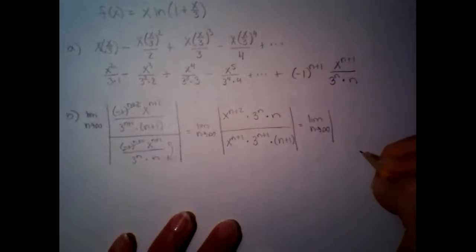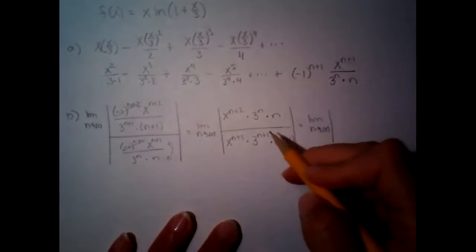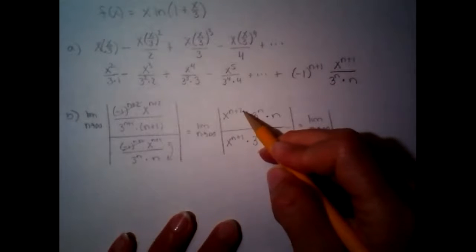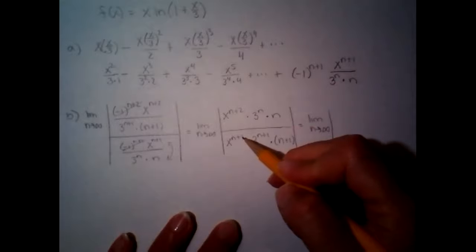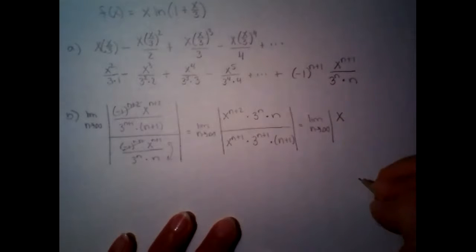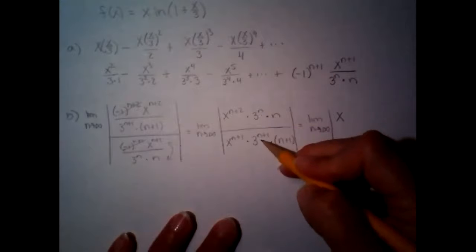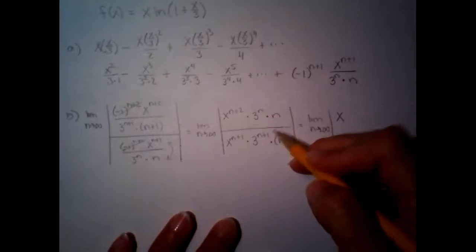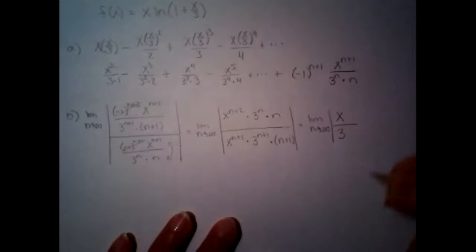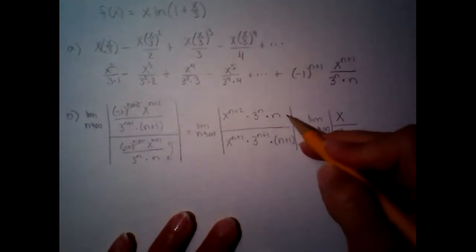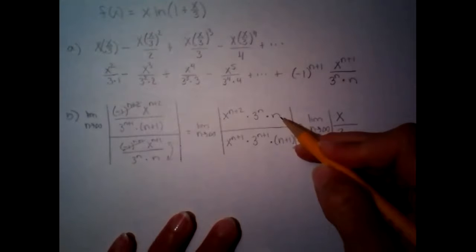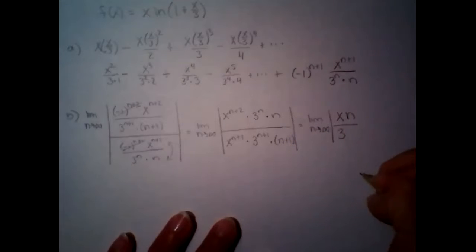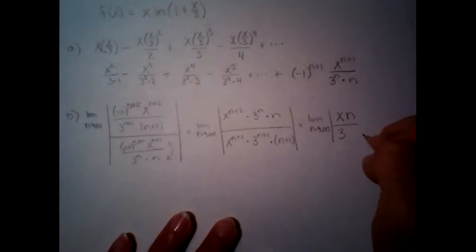So limit as n goes to infinity. Let's see. We have x to the n plus 2 over x to the n plus 1. Well, all those x's are going to cancel except for 1. We'll just have an x in the numerator. Same thing's going to happen to the 3's, except the 3 to the n plus 1 is in the denominator. So we're going to have a 3 down there. And then these don't cancel. You're just stuck with them. So you have an n in the numerator, an n plus 1 in the denominator.